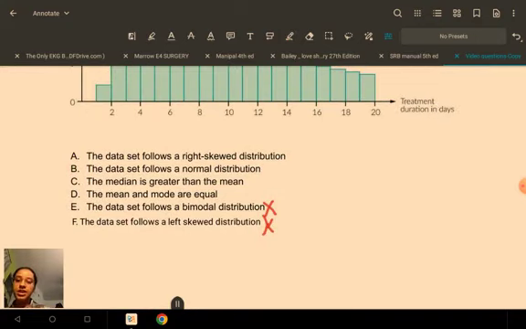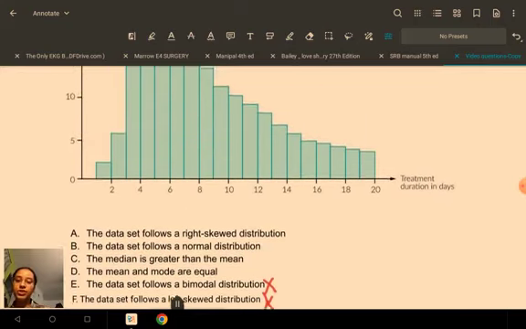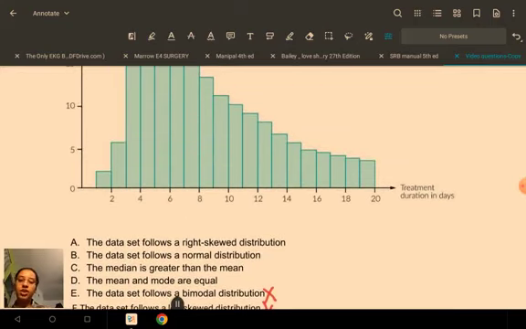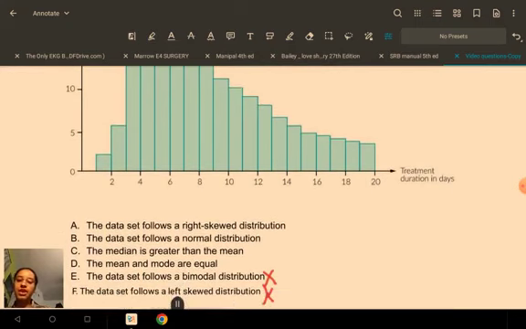The mean and mode for this question are equal. No, it is not a normal distribution. So the mean and mode cannot be equal. So this is incorrect.